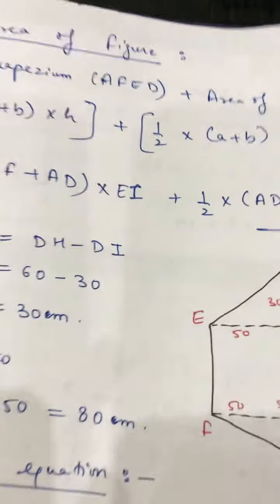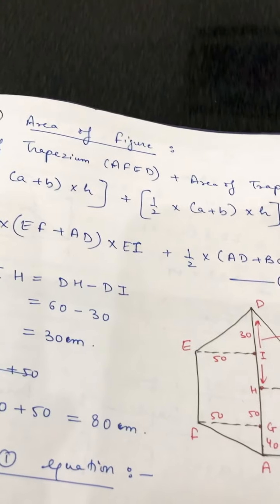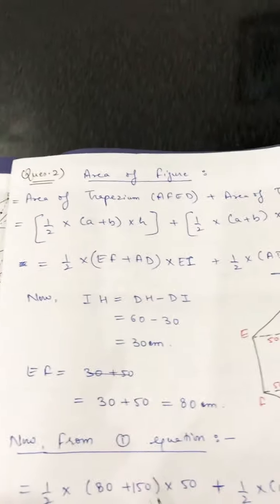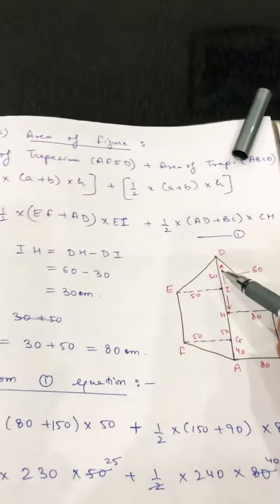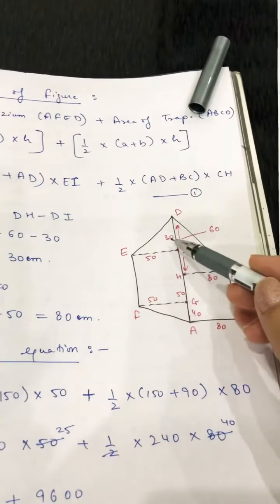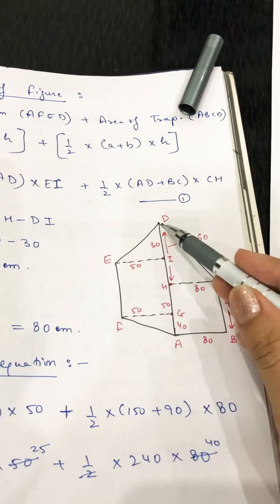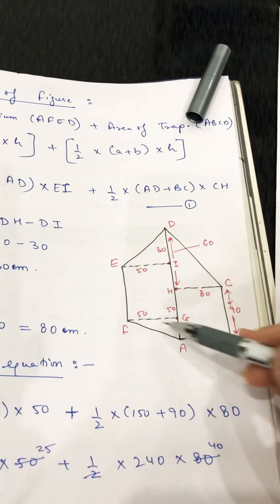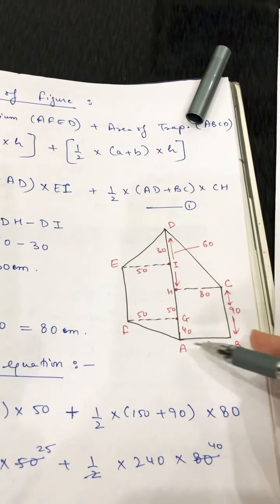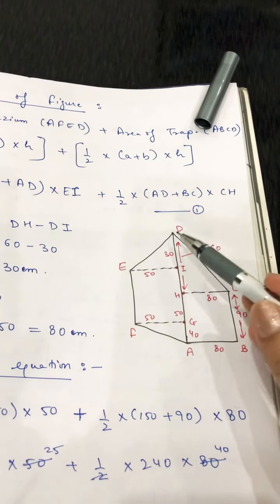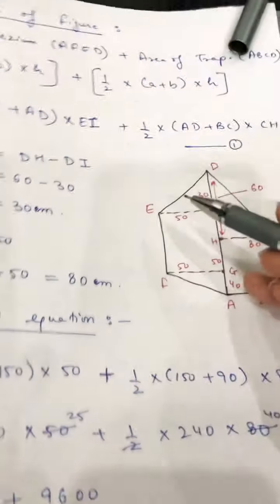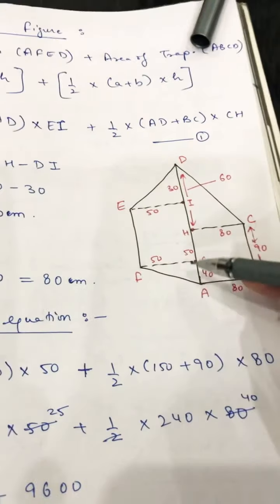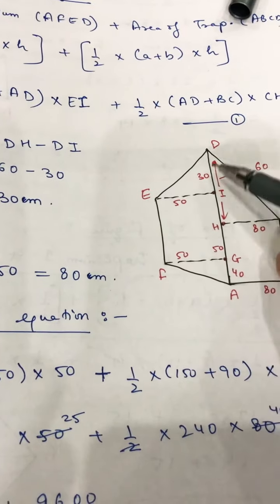Now you can see that in this figure, I'm going to split this shape again into two parts. This is my first part, DEFA, my first trapezium, and DABC is my second trapezium. Now in the first trapezium, I want this A and B.